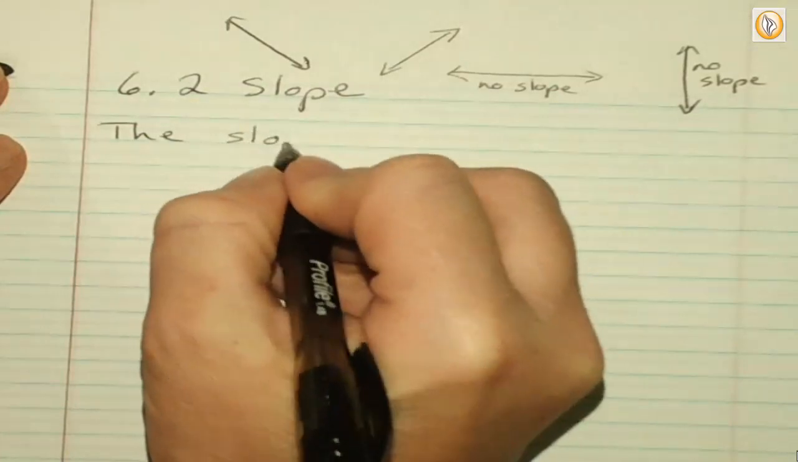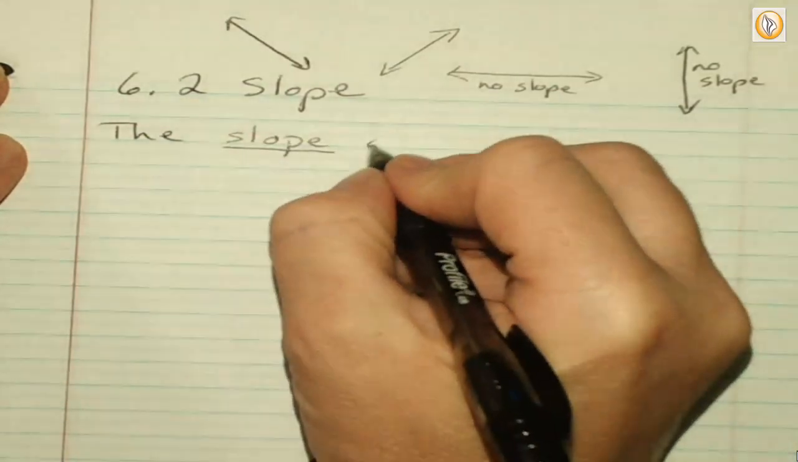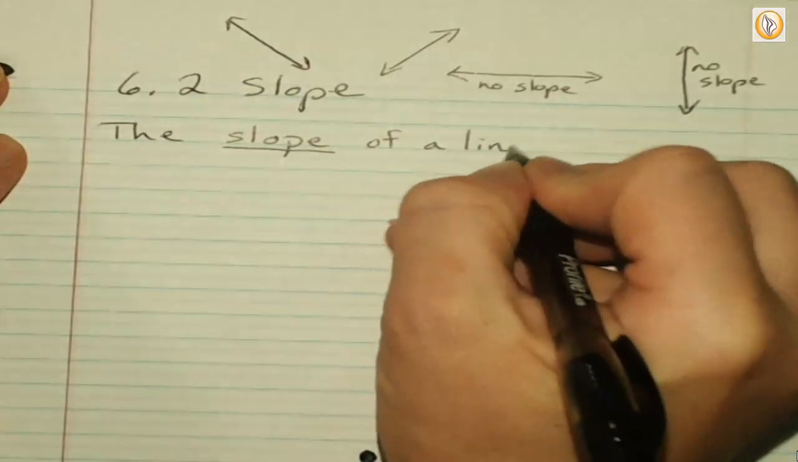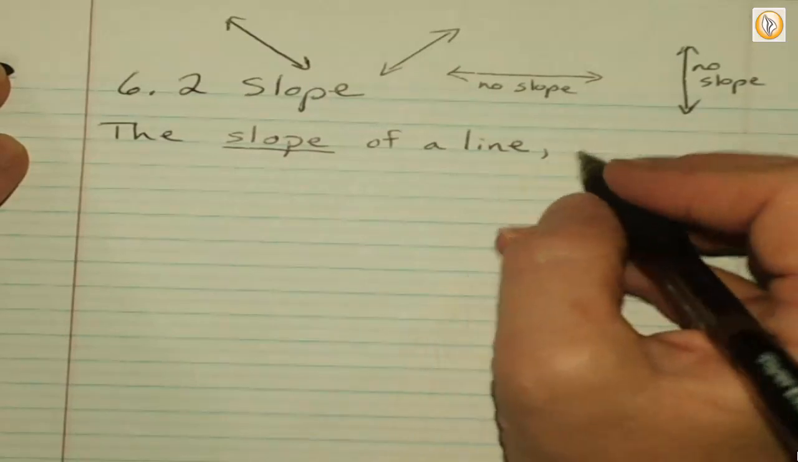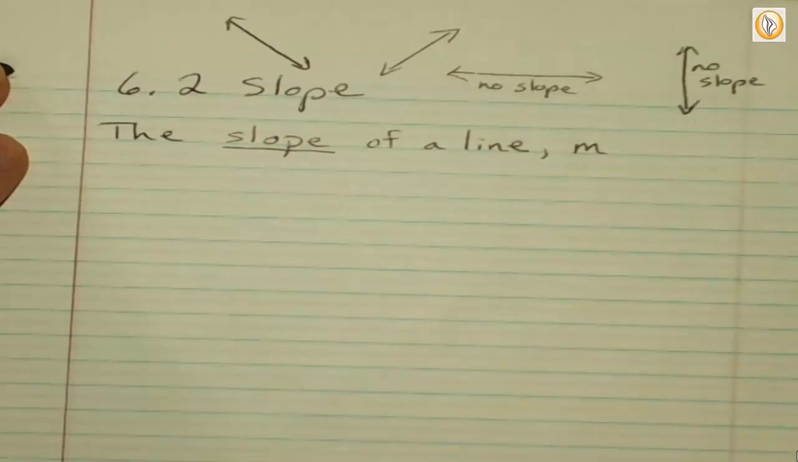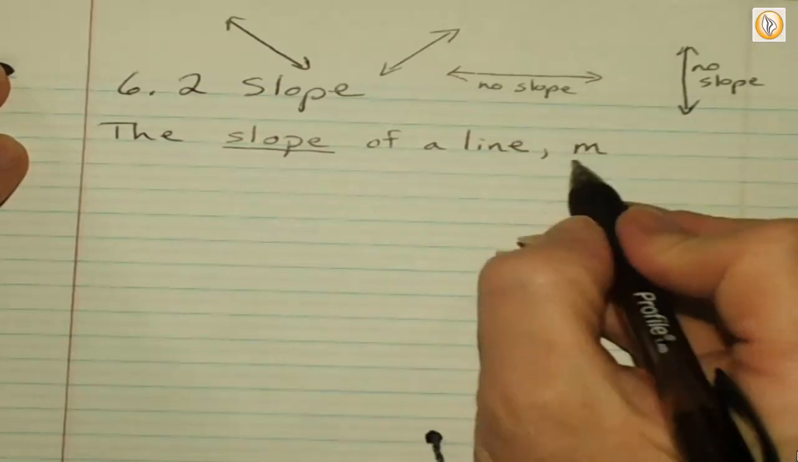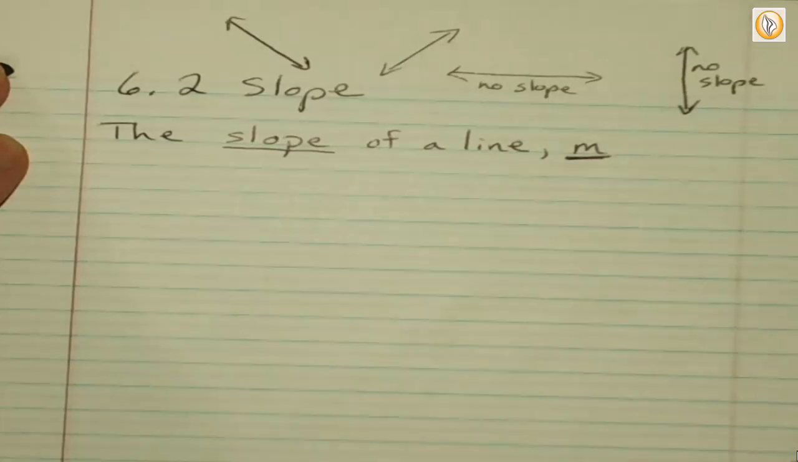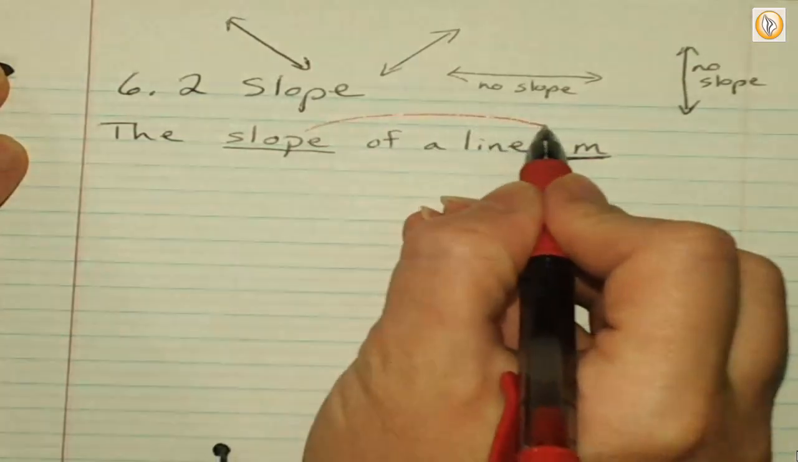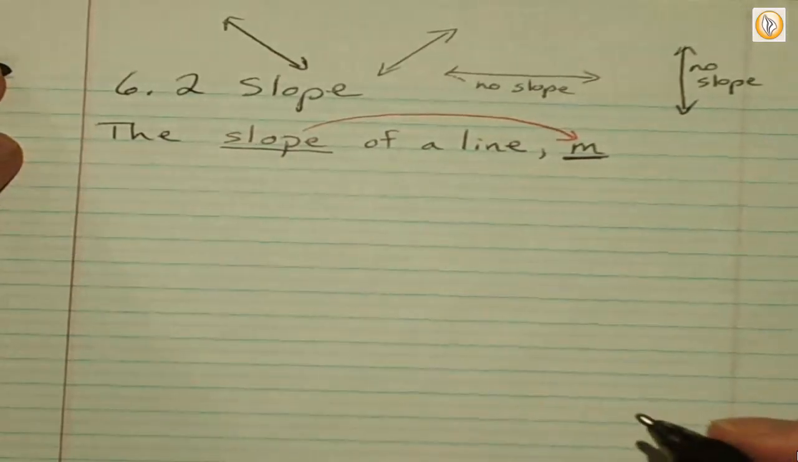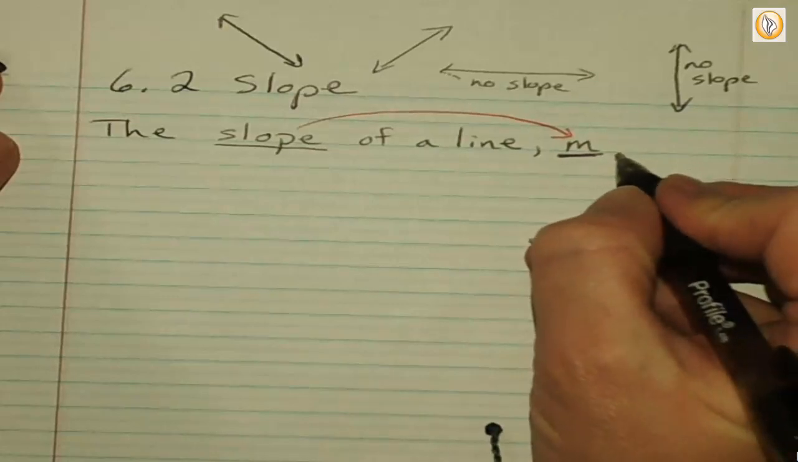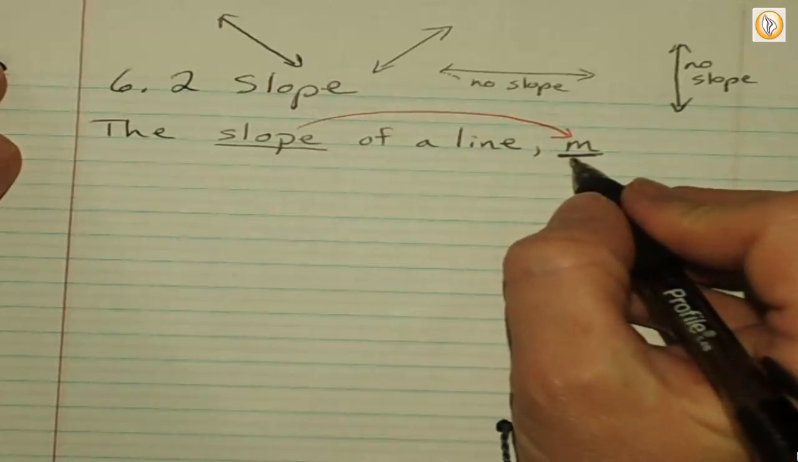Okay, here you go, to make you happy. The slope of a line, and what do we call that? What letter? M. I'm going to underline it. So every time you see the letter M, it's the slope. Don't ask me why it's the letter M. Someone probably knows. I don't, and I don't care. Just know that anytime you see the M, that means slope.